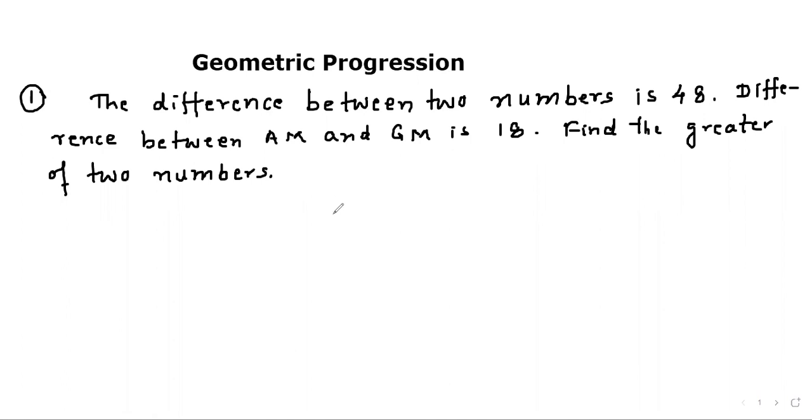So let the numbers be A and B. Then as per the question, A minus B equals 48. Now the second condition is that the difference between their AM and GM, that is (A plus B) by 2 minus root AB, is 18.